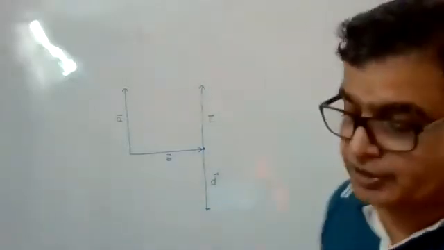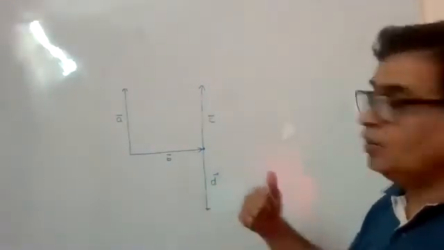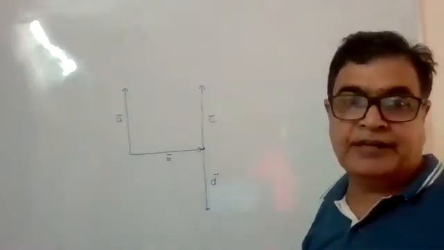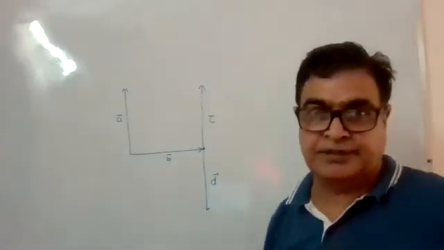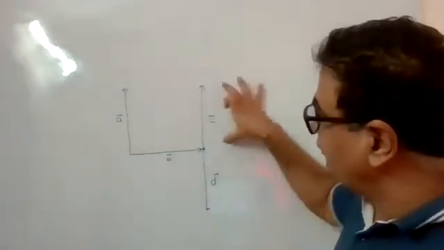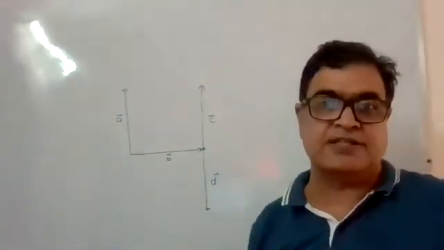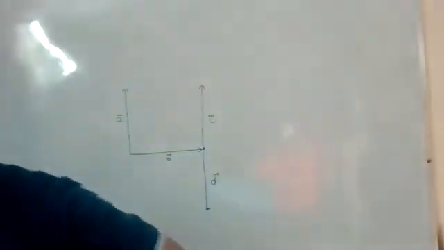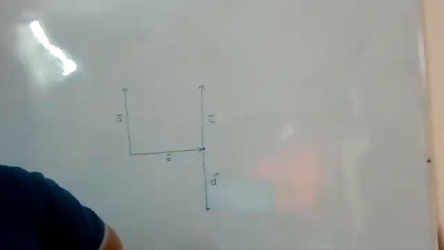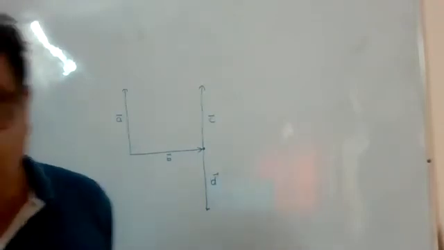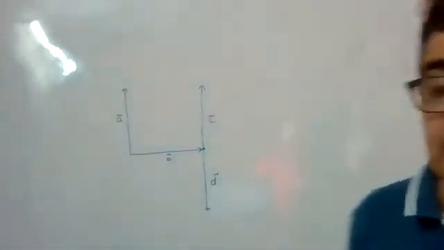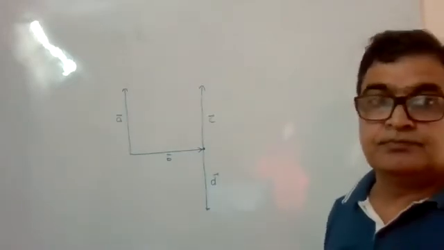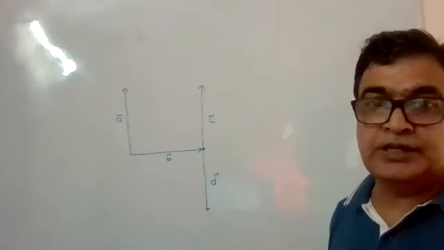Now the question is, this is vectors given A, B, C, D. All vectors are of the same magnitude, I am saying. That means the length of this, this, this, and this are the same. My question is, how many vectors are collinear vectors? Please tell the names of those vectors. Which vectors are collinear here?